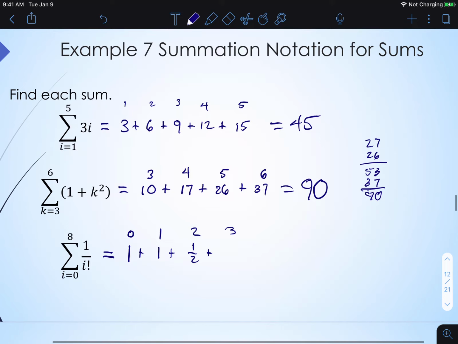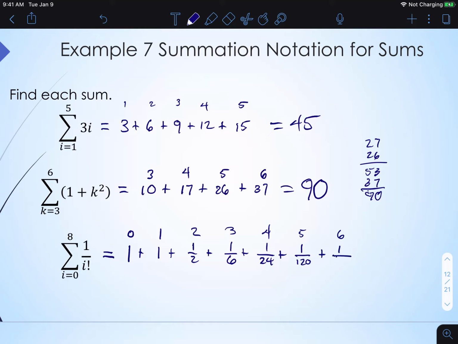So the third one is going to be 1 times 2 times 3, that's 6. And then the fourth term is going to be 1 divided by 24. And the next one is going to be the fifth term, and that's going to be 1 divided by 120. And the next one is going to be 6. Now this is going to get a little bit tougher to do the multiplication. So the sixth is going to be 720.